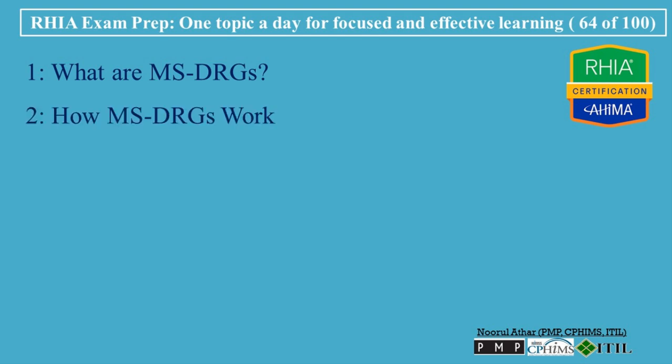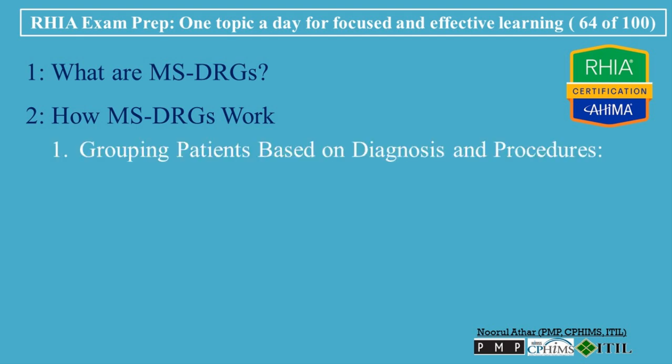2. How MS-DRGs work. MS-DRGs categorize inpatient stays into distinct groups that are clinically similar and require comparable levels of hospital resources. Each group is assigned a weight that reflects the relative cost and complexity of treating patients in that group. Let's break down how the MS-DRG system works.